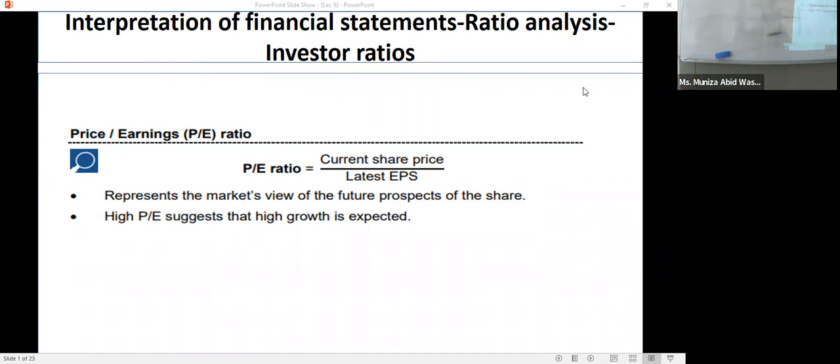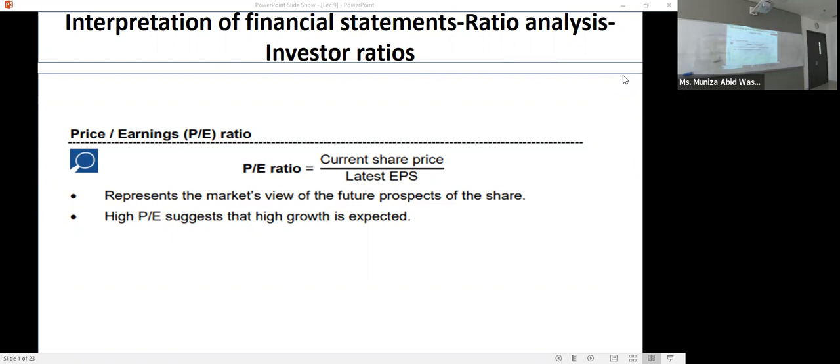If the answer to this ratio is increasing with the passage of time, the investors would be more attracted towards the organization. And if we do see a decline in this ratio, obviously the investors would not be happy. So the first ratio, which is of primary importance for investors, is the price to earning ratio.